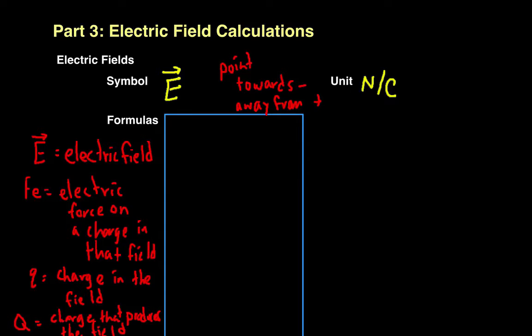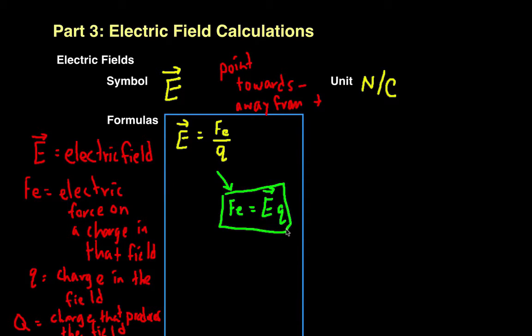The first formula is found on your formula sheet. The electric field is equal to the force on a charge in the field divided by the magnitude of the charge placed in that field. This isn't a really useful arrangement, but it's what appears on your formula sheet. I find it more useful to rearrange it and write it as Fe equals EQ. This is a more useful rearrangement because it allows us to calculate the force on a charge in a field.